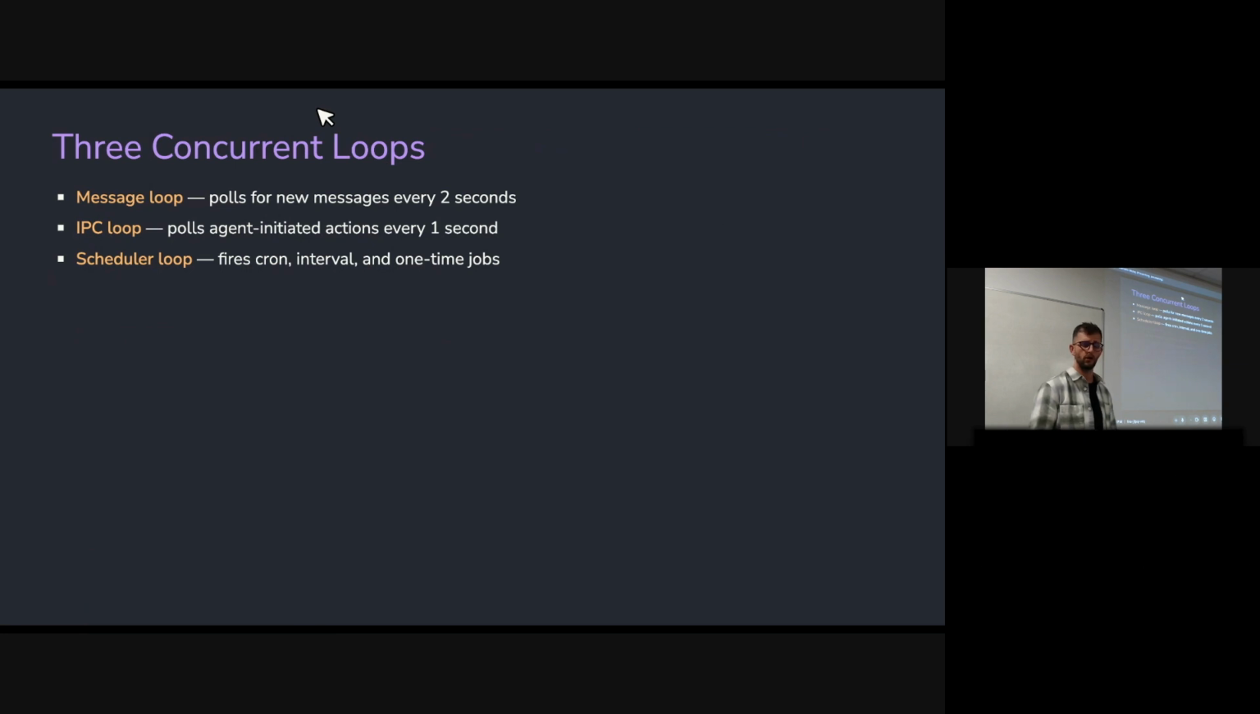Okay, so we have 3 concurrent loops. The first is the message loop. Every 2 seconds, it checks for new messages on the message channels. We have the IPC loop that polls for other agents that have invoked, every 1 second. And we have the scheduler that fires cron jobs, intervals, or one-time jobs if we ask it.